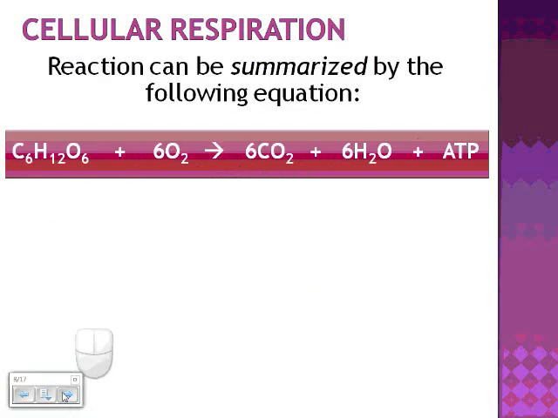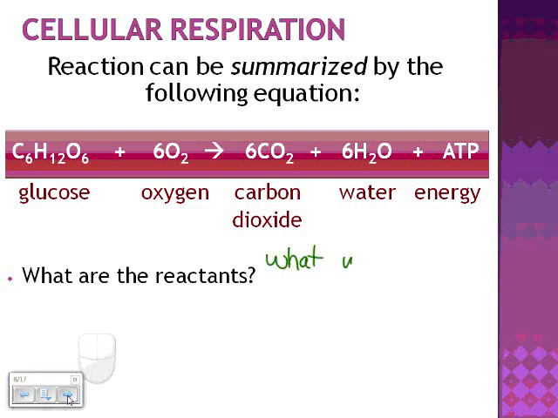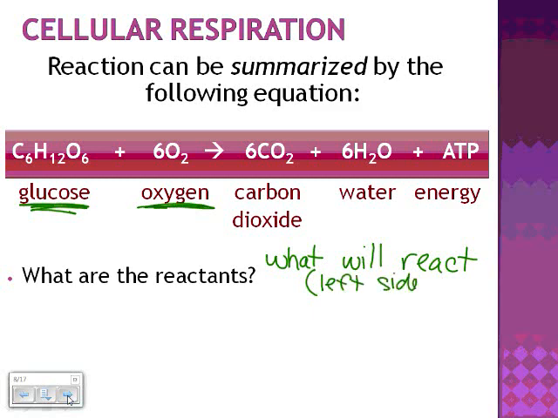So the chemical equation for cellular respiration is C6H12O6 plus 6O2 yields 6CO2 plus 6H2O and ATP. We should know now what each of those molecules is. So our reactants are what will react. So in this case, what is going to react? Well, our oxygen is going to react, and our glucose is going to react. All right? What's going to react should be on the left side.